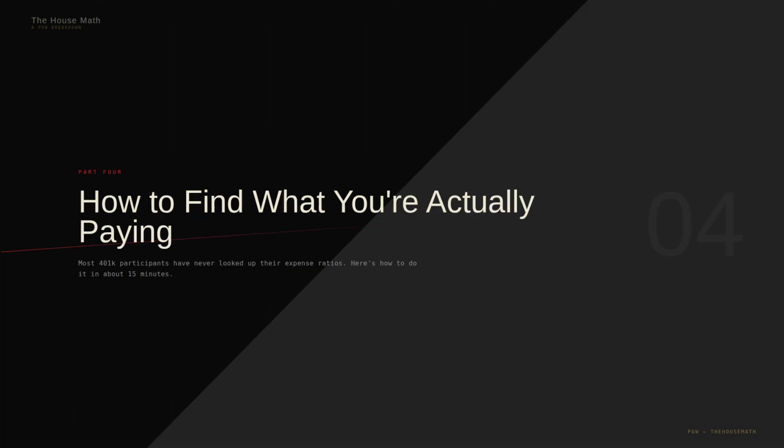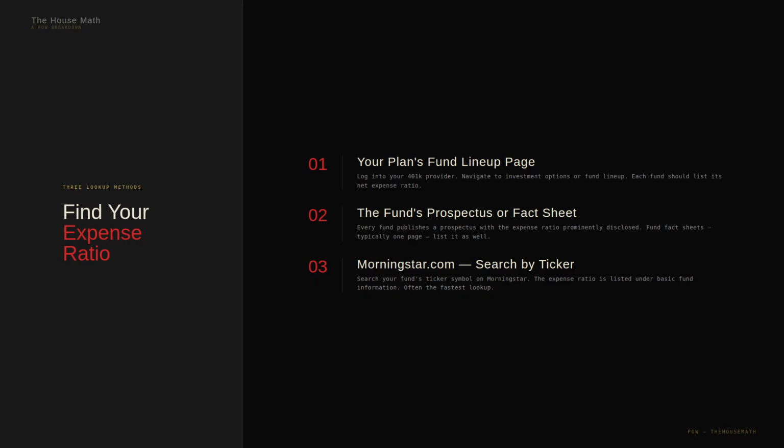Most 401k participants have never looked up the expense ratios on their funds. Here's exactly how to do it. Method 1, your plan's fund lineup page. Log into your 401k provider's website.